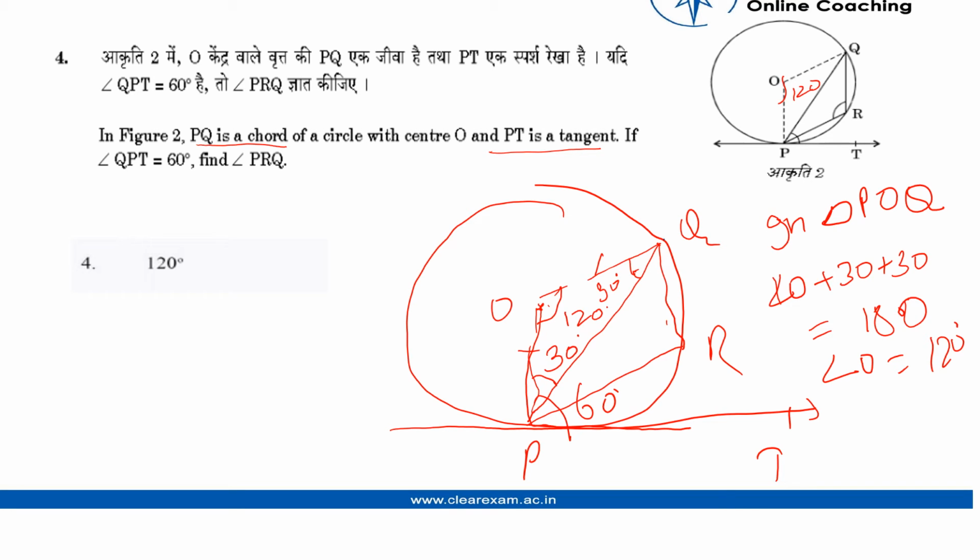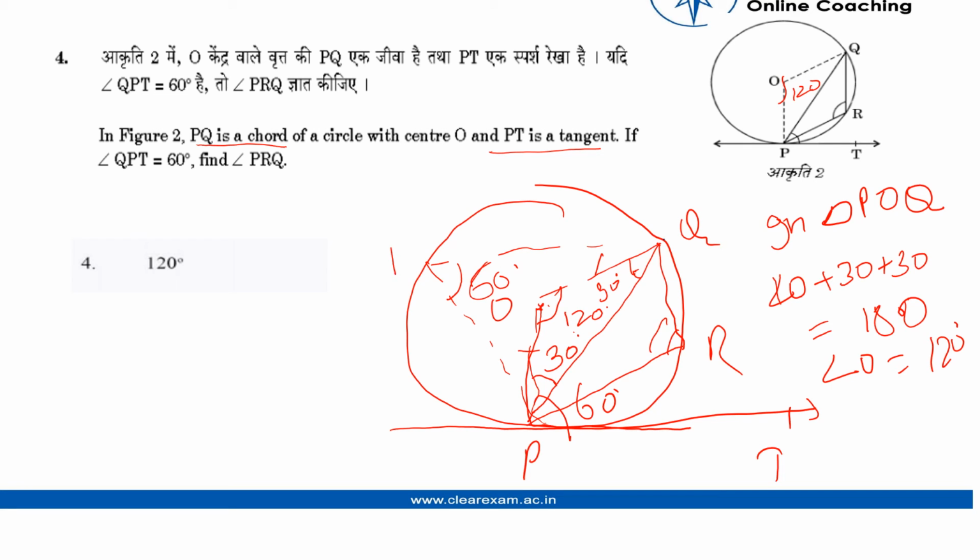Now we have to find this angle. For that we will have to make a construction from here and here. Here this is 120, so this will be 60 degrees, as the angle on the same segment is half. So this is 60 degrees.